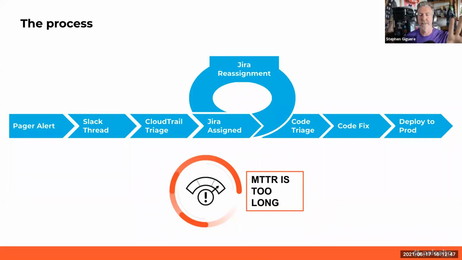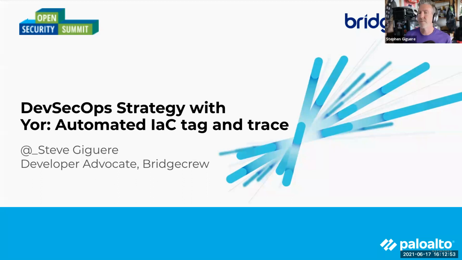Okay, so that's me setting the scene, just one scene, but it's a very important one. So this is what we're going towards: a DevSecOps strategy with a new release of an open source project we have at Bridge Crew called Yor. You have to be a supreme Star Trek geek to understand that it is a Star Trek character. It's also a weird 80s film. And it's the automation of infrastructure as code tagging and, as such, tracing. So think of it like well-tagged luggage or your phone. If something happens to it, you can trace it back to where it is.